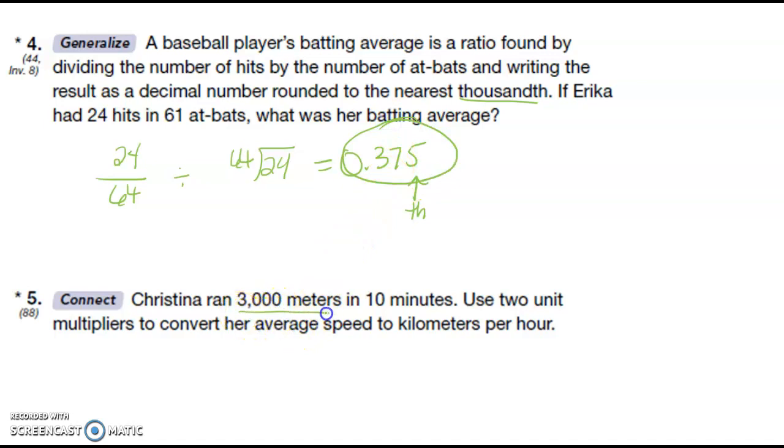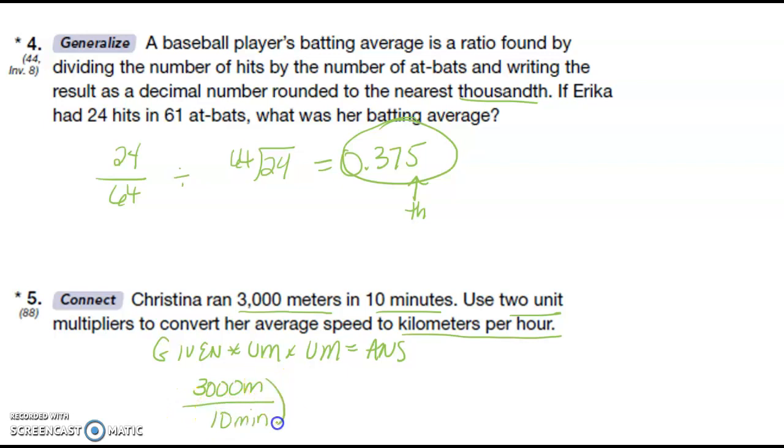Christina ran 3,000 meters in 10 minutes. Use 2 unit multipliers to convert her average speed to kilometers per hour. Okay, we did this in lesson 88. So we have our given times unit multiplier equals our answer. So we're given 3,000 meters in 10 minutes. And we're trying to get to, so I need 2 unit multipliers, kilometers per hour.